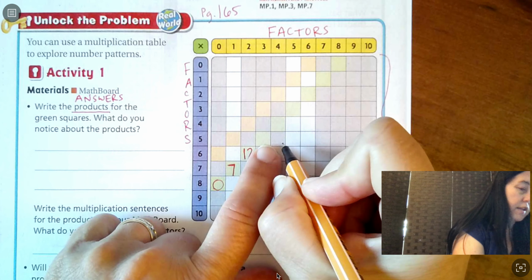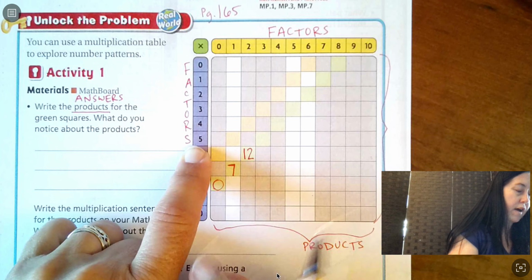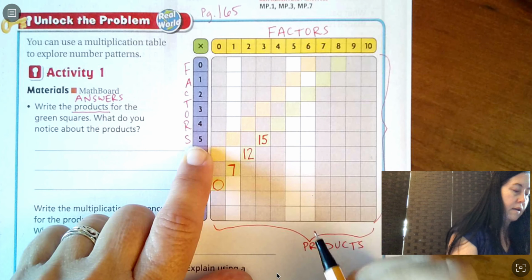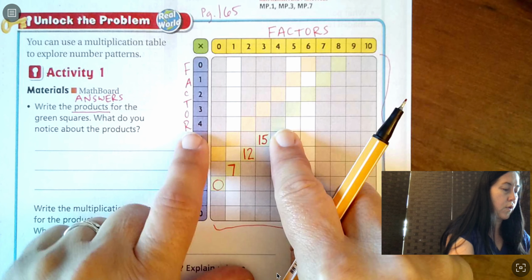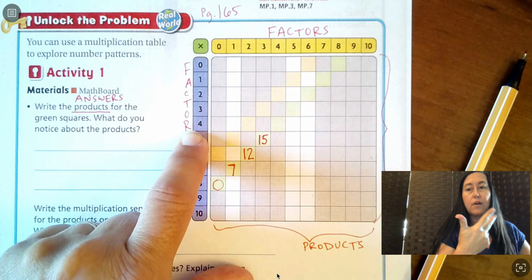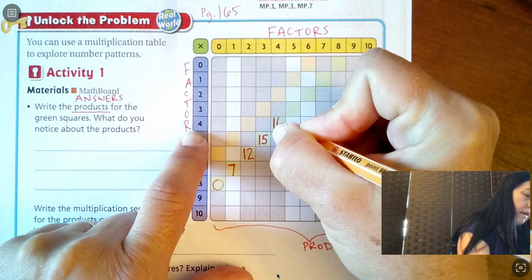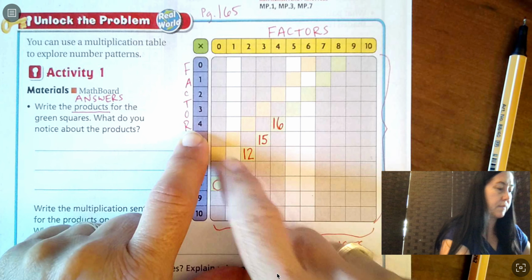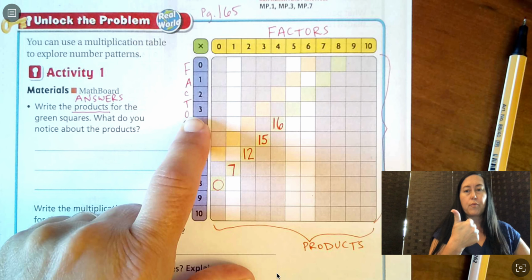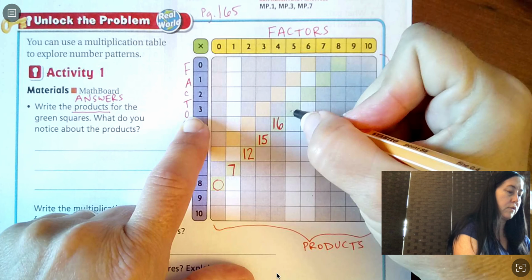And here we go for this green square. We're going to do 5 times 3. 5, 10, 15 is 15. And then for this green square, we're going to do 4 times 4. 4, 8, 12, 16. Okay, 16. Rolling my numbers helps. My 4s, I get a lot of help from rolling my numbers. Now here we go, this green square. 3 times 5. 3, 6, 9, 12, 15. So 15.